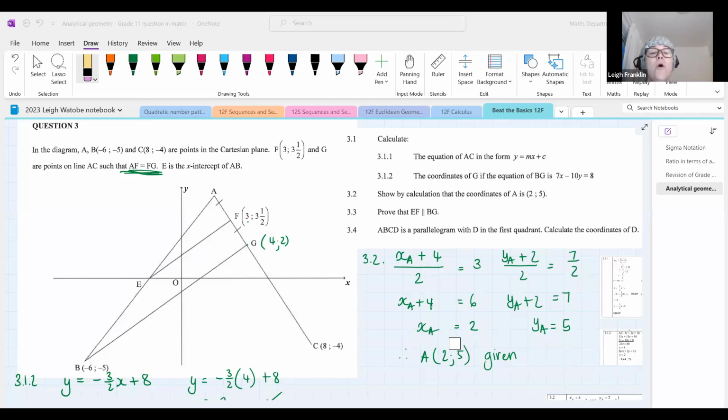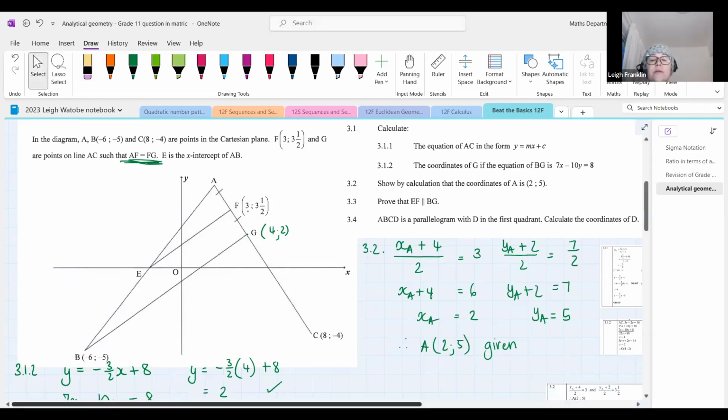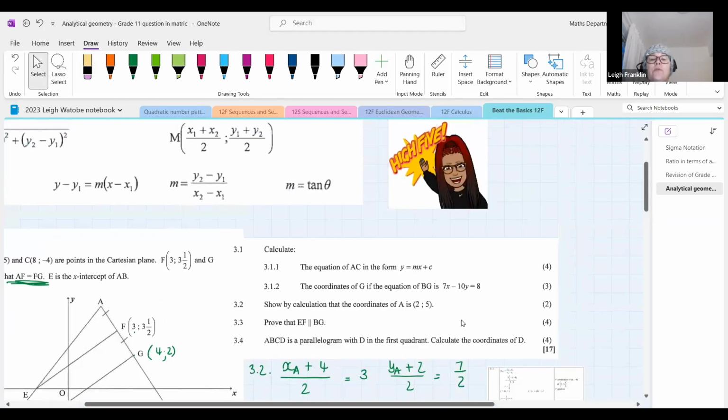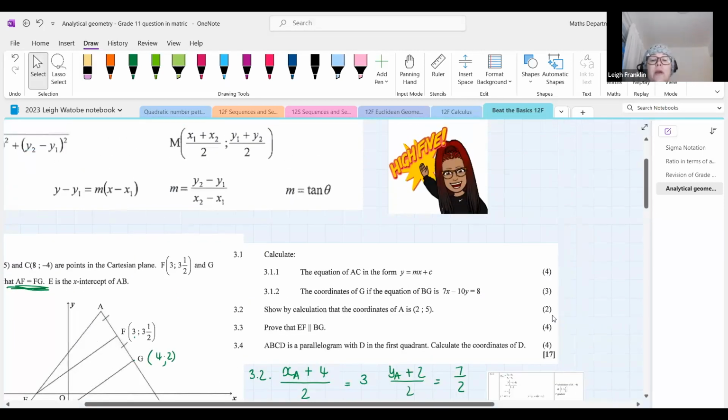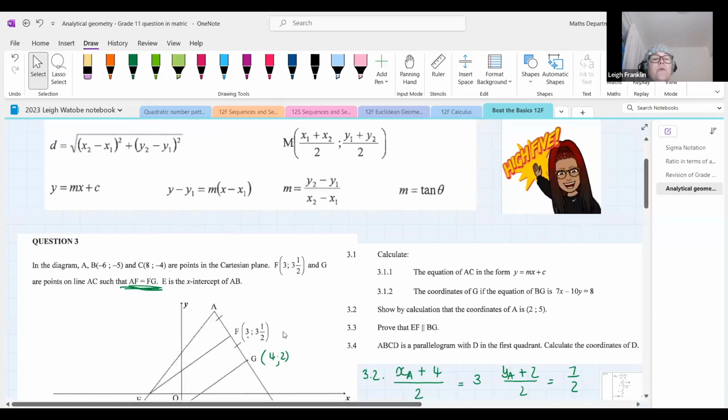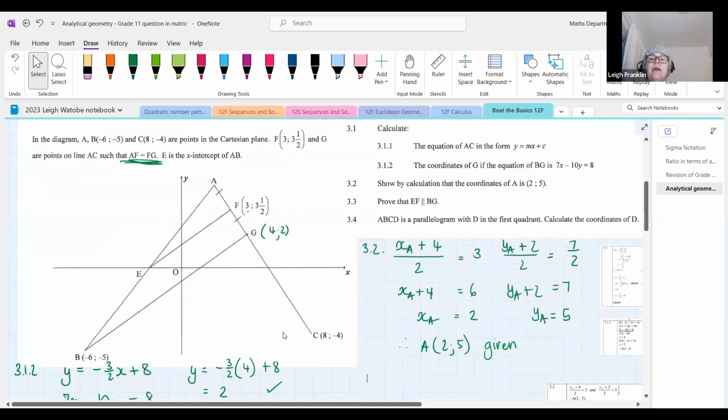All right, let's move on and talk about, so far, theoretically, what we would want is full marks for all of this. We've got 4, we've got 3, we've got 2. So that's 9 out of 17. Okay, we would want 9 out of 17. Let's see if we can get the other 8 marks that are still remaining in this question.